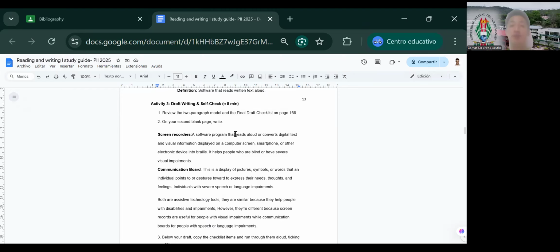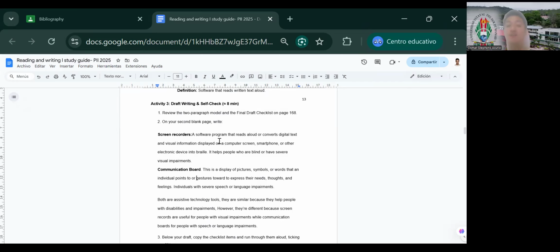Now I am going to compare two assistive technologies. First of all, we have screen readers. Screen readers are software programs that read aloud or convert digital text and visual information displayed on a computer screen, smartphone, or any other electronic device into Braille. This is useful for people who are blind or have severe visual impairments.